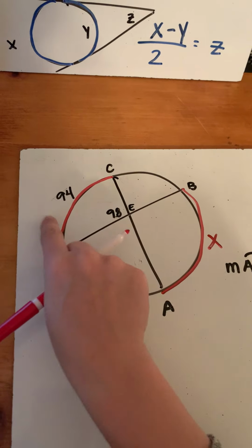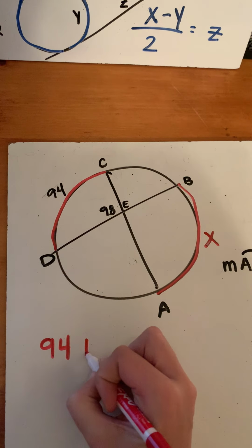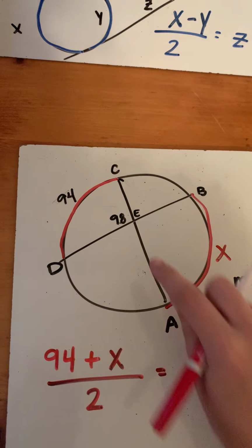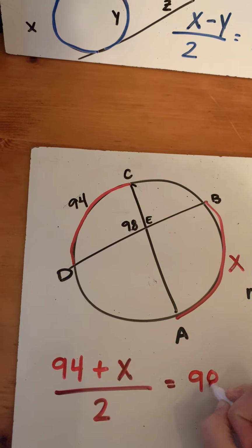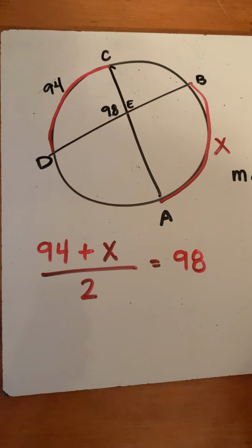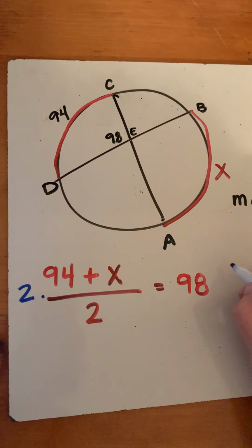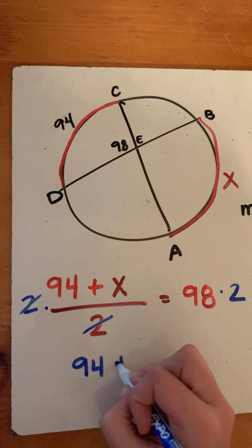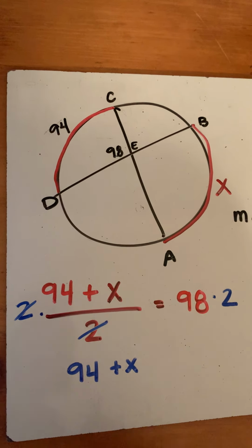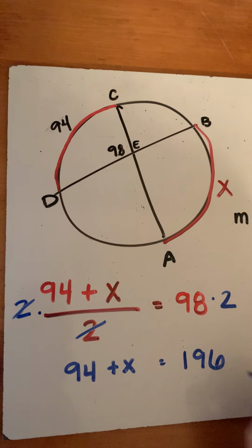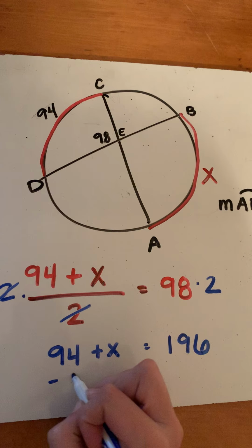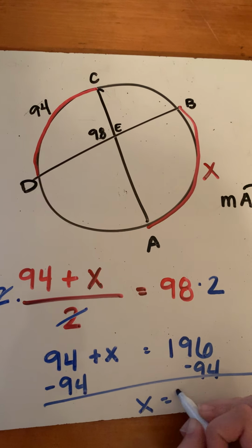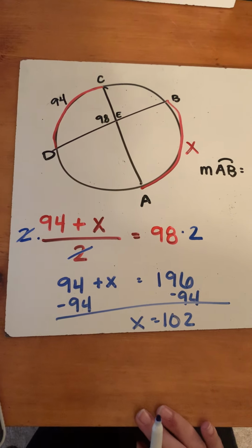All right, so we take our two arcs. So my one arc is 94, so I'd say 94 plus my other arc is x. We divide by 2 and we get our inside angle. Our inside angle here we said was 98 degrees. And from here we're going to solve that using our algebra skills. To get rid of this 2, you multiply by 2 on both sides. These would cancel out. Subtract the 94. And we get that x equals 102. Perfect.